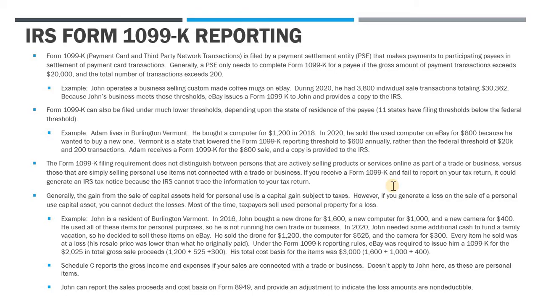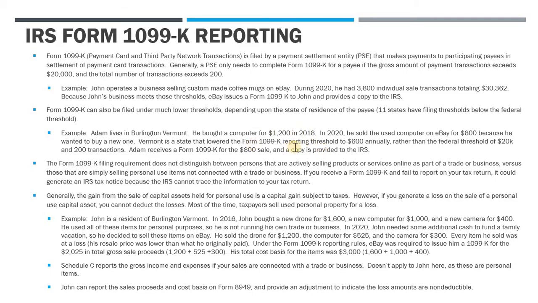Okay? Now, generally, the gain from the sale of capital assets used for personal use is a capital gain subject to tax. Okay, so let's say Adam bought this computer for the $1,200 amount, and then by some magical miracle he managed to sell it for $2,000 later. Well, he had an $800 gain on it. Believe it or not, that is taxable, right? So if you sell something for a gain, even if it's personal use, you have to report the gain on your tax return and pay tax.